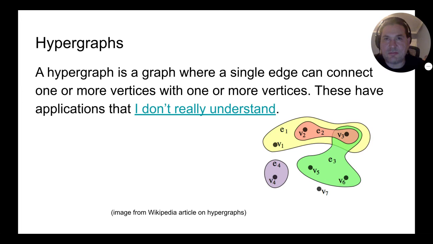A multigraph, you can have multiple edges between the same nodes. A hypergraph is the kind of opposite of that, or the dual of that, where you can have a single edge that connects multiple nodes somehow. I don't really understand applications of hypergraphs. There are applications of hypergraphs.